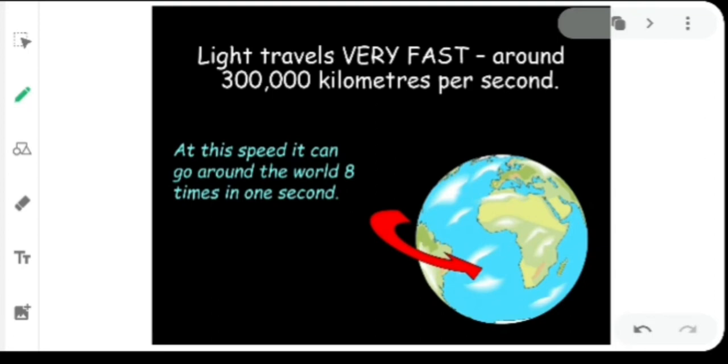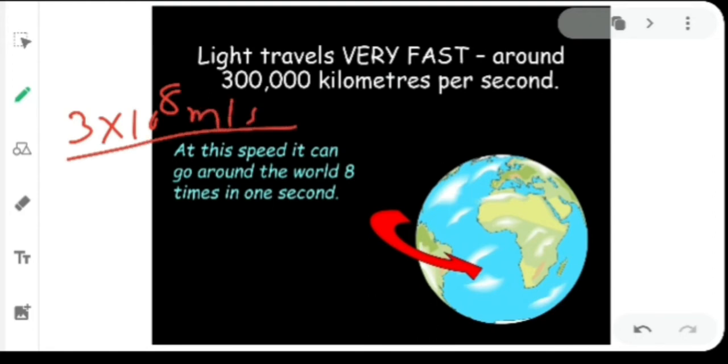So the next thing which we want to talk about is the speed of light. As we all know, light has a very great speed, approximately 3 lakh kilometers per second. We can write it in the form 3 into 10 raised to 8 meters per second. This is the standard speed of light. At this speed, light can go around the world 8 times in a second.